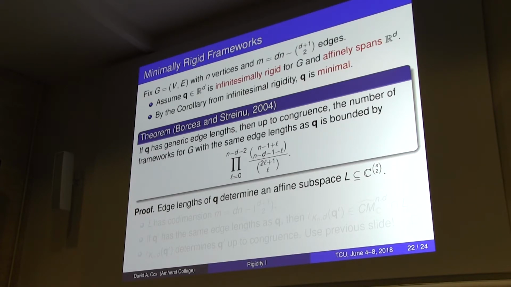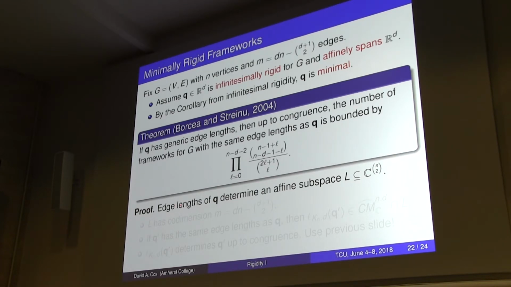And then it turns out that their theorem is that if I have generic edge lengths, then up to congruence, the number of frameworks with the same edge lengths is bounded above by this number. And of course, it's an upper bound because this is counting complex solutions. And as we saw in some of the earlier results, when you do these equations, you actually get a lot of complex solutions. So the number of actual real solutions is probably a lot smaller than this, but it turns out that when Borchardt and Strano published this, it beat existing bounds by a lot. So even though this is not a great bound, it was better than what they had at the time.